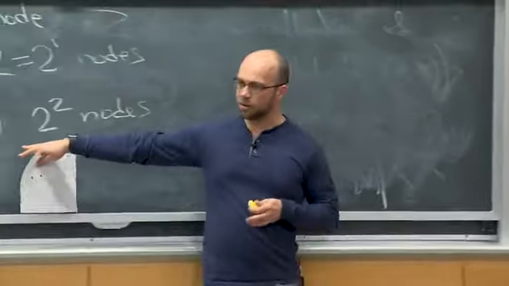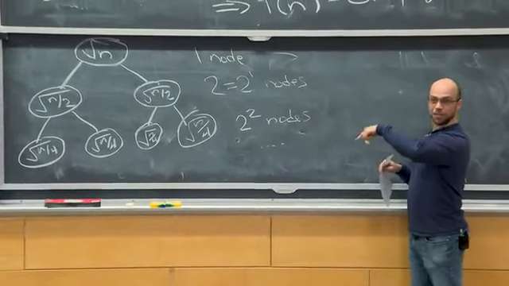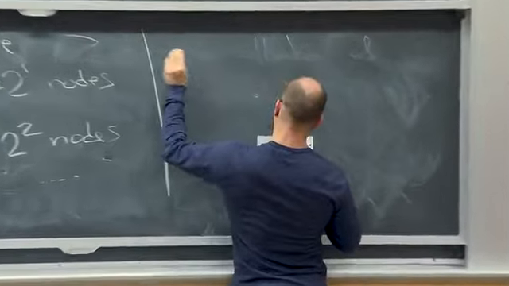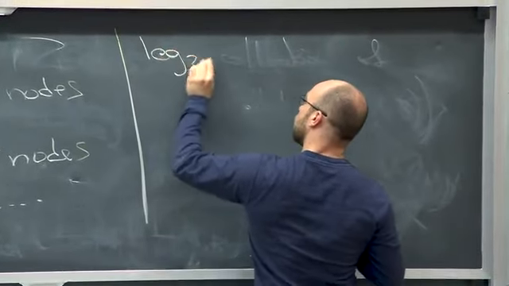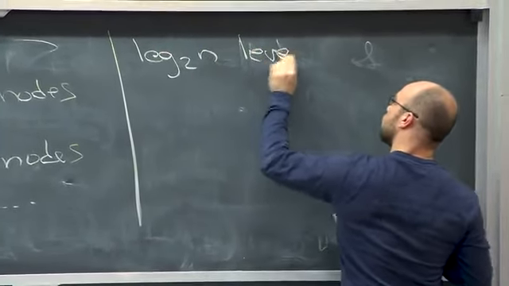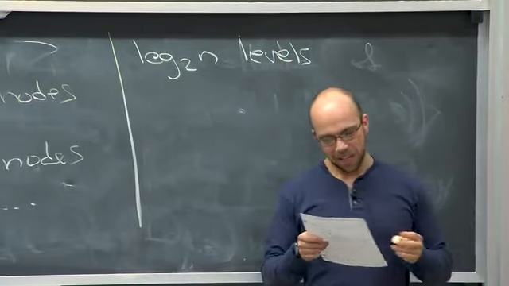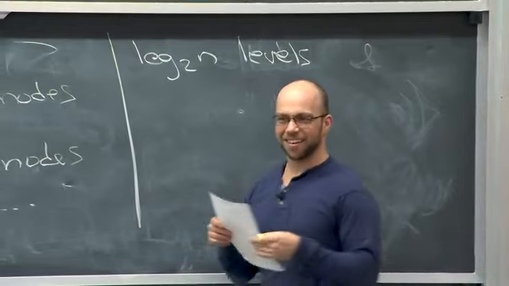Well, our algorithm stops when the input to T looks like 1, right? Since this divides by 2 each time, the tree has log base 2 of n levels. And each level does how much work?